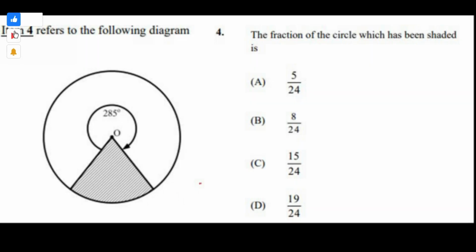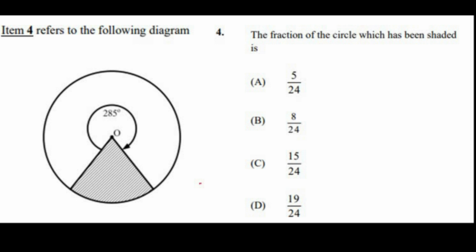For this question, remember we cannot use calculators. So we want an easy way to be able to divide these numbers we're about to get. So item 4 refers to the following diagram here. The fraction of the circle which has been shaded is, and we have the options.